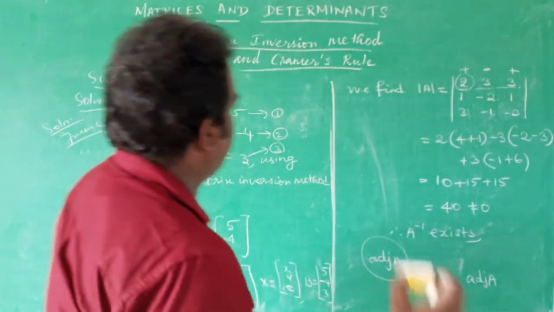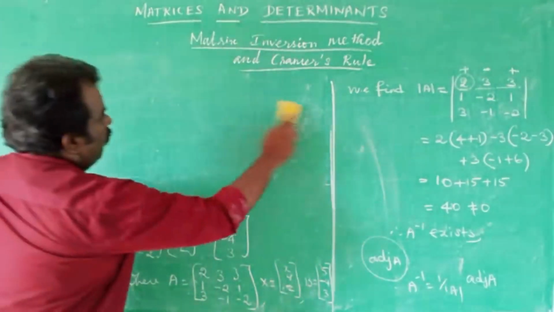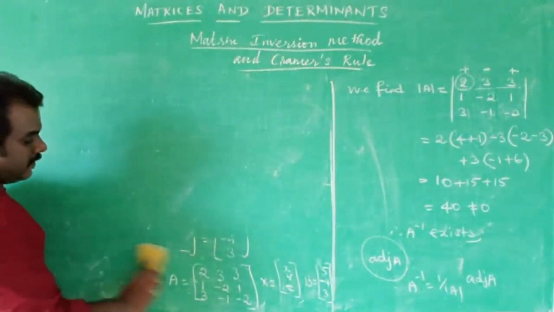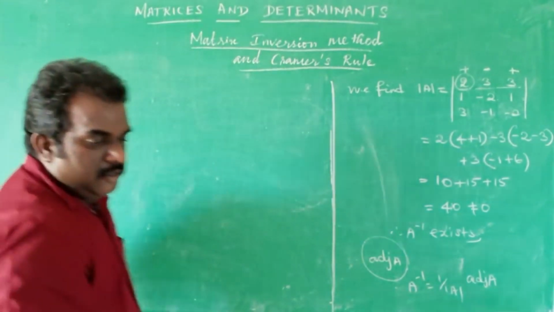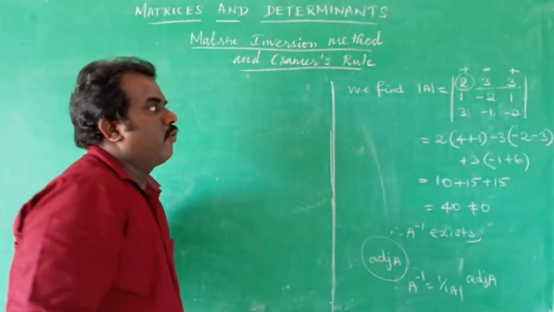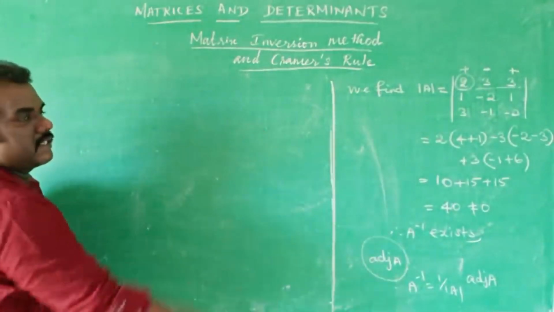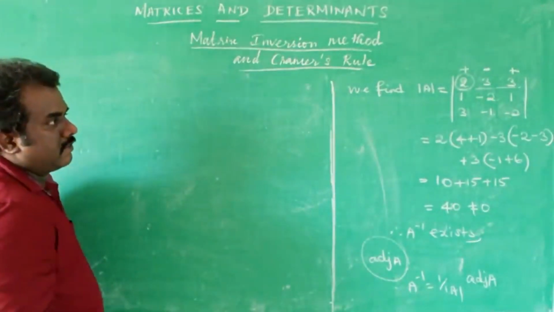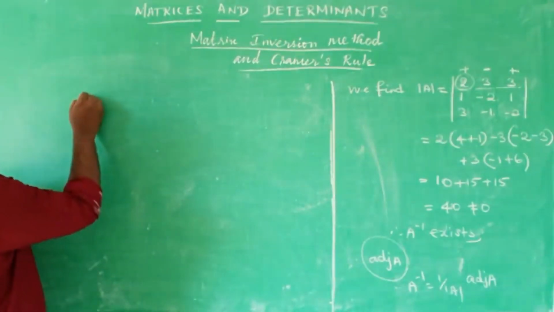Now we can go for adjoint A. How to find adjoint A? The adjoint A is the transpose of the cofactor matrix. The next we have to analyze the cofactors from the given coefficient matrix.